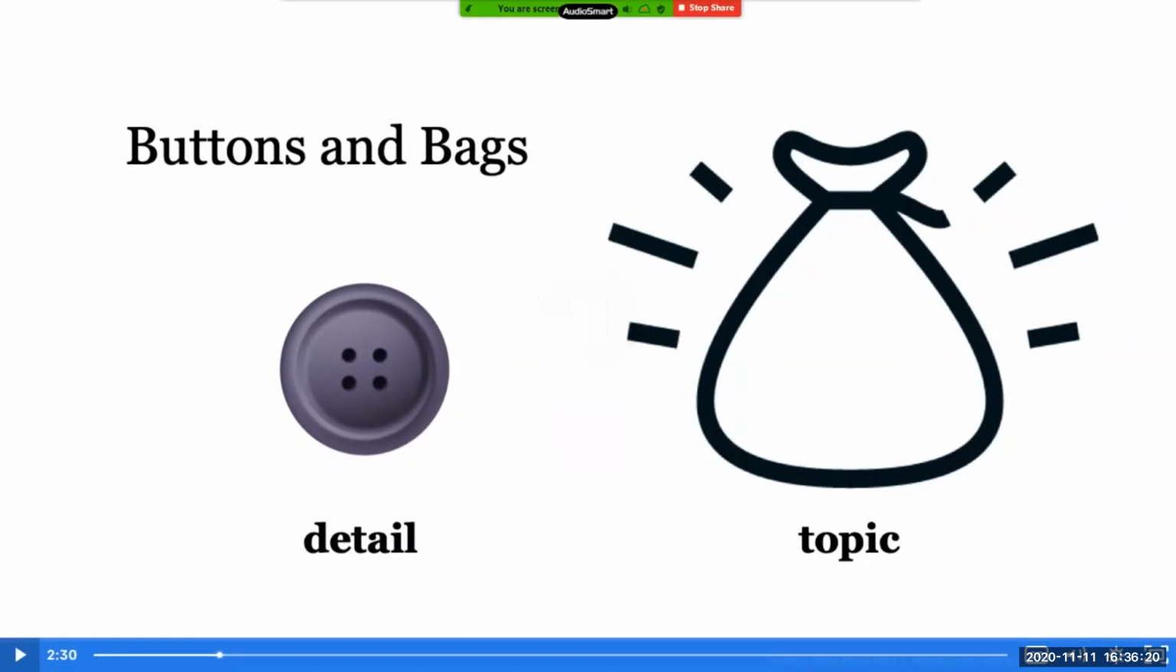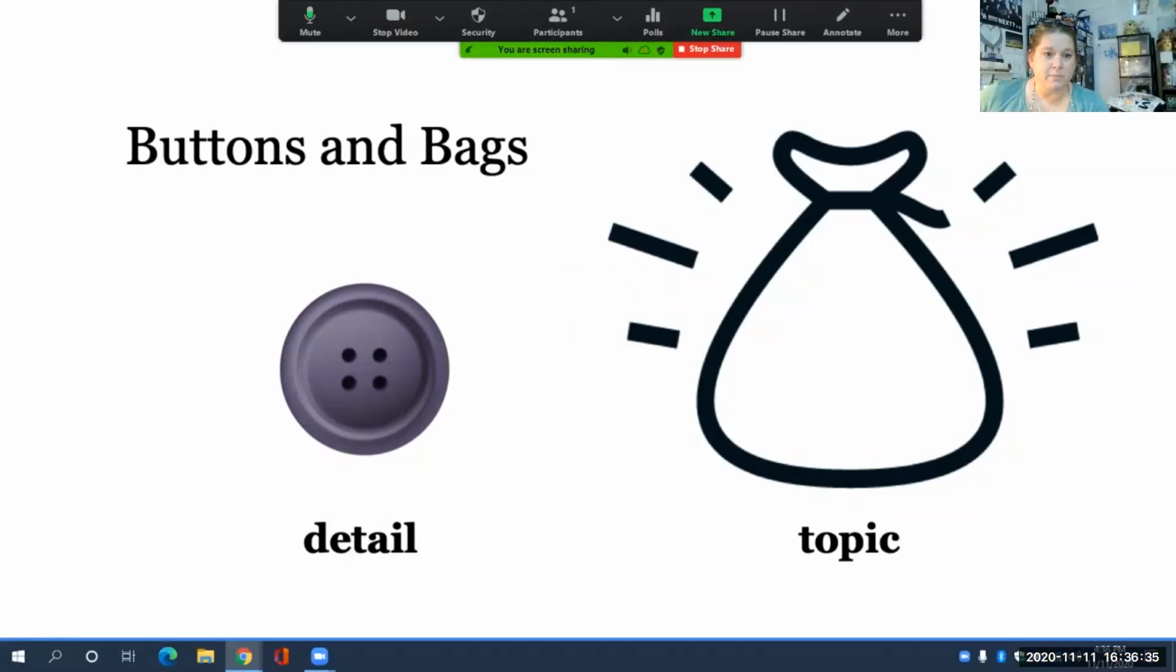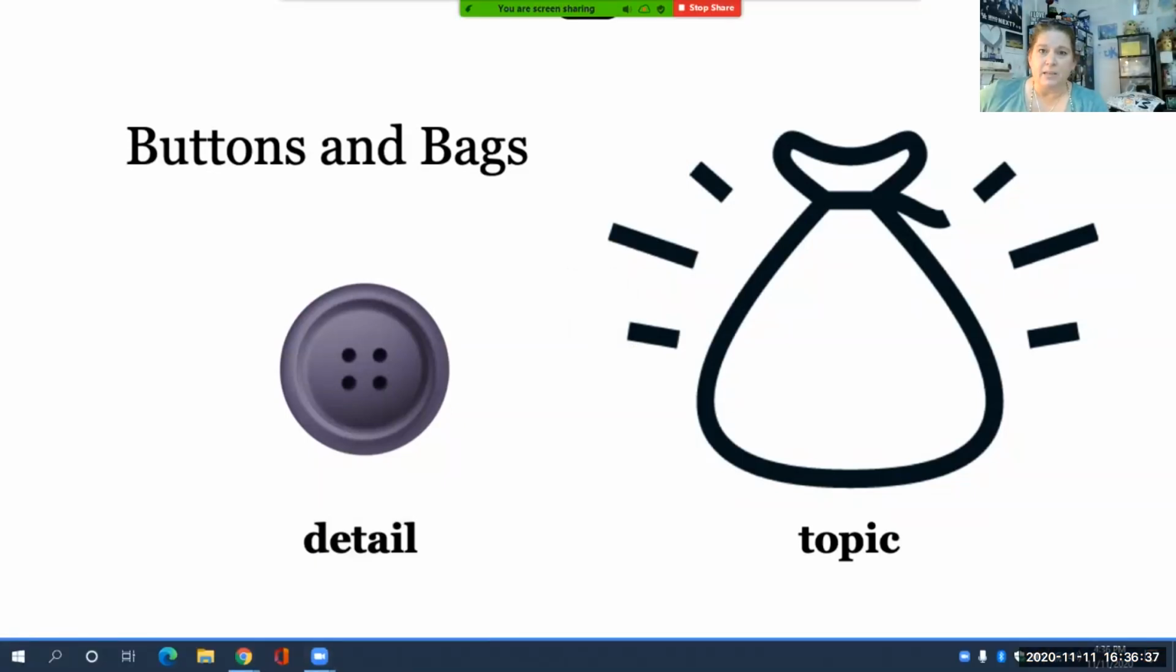Okay, so like I said, you do not have a copy of this with you. I will upload it for you if you want to print it off and cut out your own buttons and bags. If you do not have a printer, but you still want to make your own buttons and bags, you can just use a plain piece of paper to draw your own buttons and then cut them out, okay? So if you want to do that, you can go ahead and do that and then continue the video.